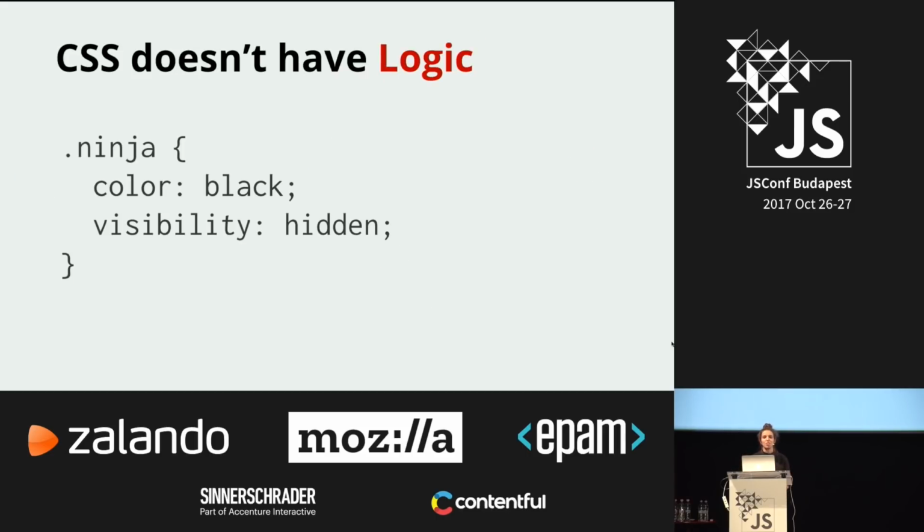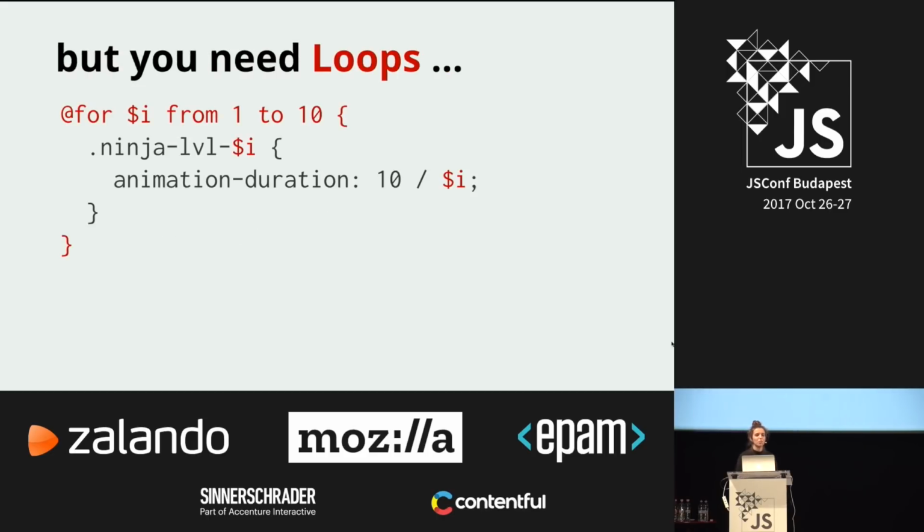You just write a class, give it some rules, and you hope that it works. The good part about tools like Sass or PostCSS is that they allow us to write some logic. Here we have a for loop where you increment the ninja level from 1 to 10, and the higher the level, the faster the animation will be.